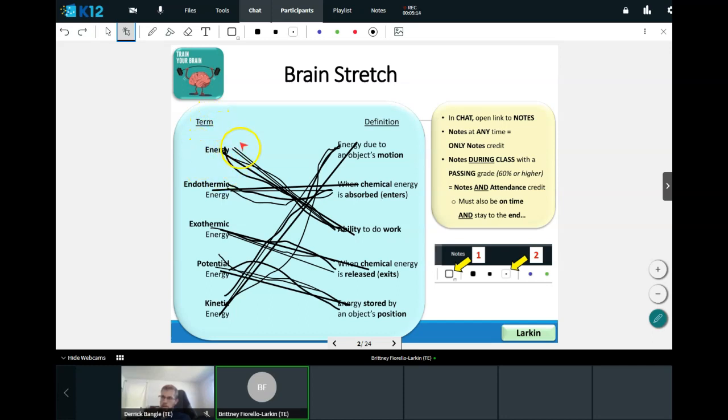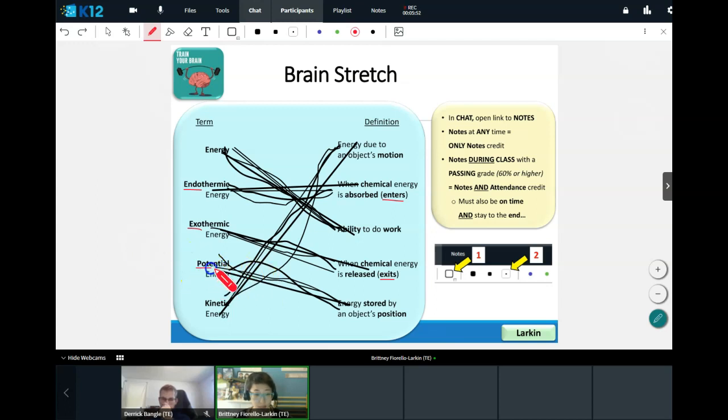So yes, energy is defined as the ability to do work, the ability to do stuff around our universe, our world, right? So the ability to do things. And energy can come in many different ways, right? There's endothermic energy, which we talked about is specifically related to chemical energy, and this is when chemical energy gets absorbed or enters into a chemical reaction. Remember, the way to remember this is that endo looks a lot like the word enters. Exothermic energy is then the opposite. The word exo looks a lot like the word exits. So this is when chemical energy is released or exits a chemical reaction.